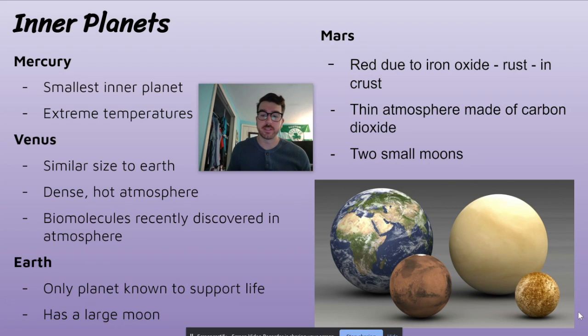Notice how they range inside, Earth being the largest, Venus being the second largest, but there's not much difference between Earth and Venus. Mars being much smaller than both Earth and Venus, and Mercury being the smallest of the bunch. And if you notice, Mercury kind of looks a lot like Earth's moon. The reason it looks similar to our moon is because it barely has an atmosphere to protect it from asteroids, meteors, things like that.